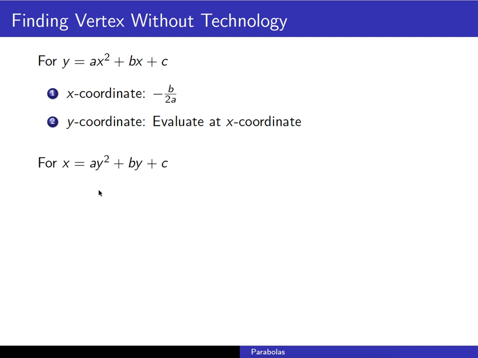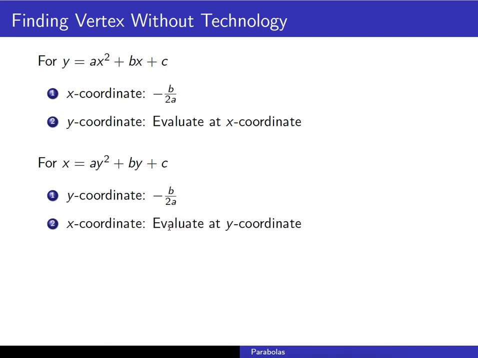For x equals ay squared plus by plus c, so these would be ones that are opening either left or right, the y-coordinate of your vertex, because we're switching the x and y's, is going to be negative b over 2a. And then to get your x-coordinate, just plug that value into this function, whatever it happens to be. So if you're without technology and your parabolas are in this form or that form, you're going to be okay. But for the most part, we'll be using technology for these.